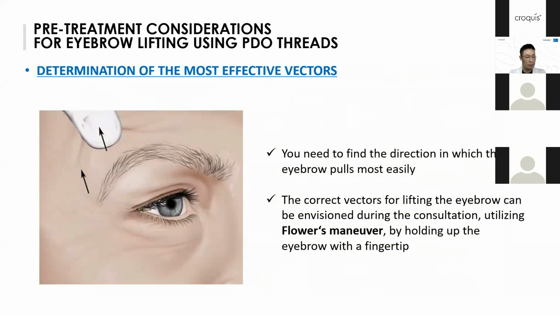Before performing an eyebrow lift, the vectors should be determined depending on the purpose of treatment and the expectation of the patient. The most commonly used method to determine the correct vectors is to find the most efficient pulling points and direction by holding up the eyebrow with a fingertip like this figure, which is called the Flowers maneuver.